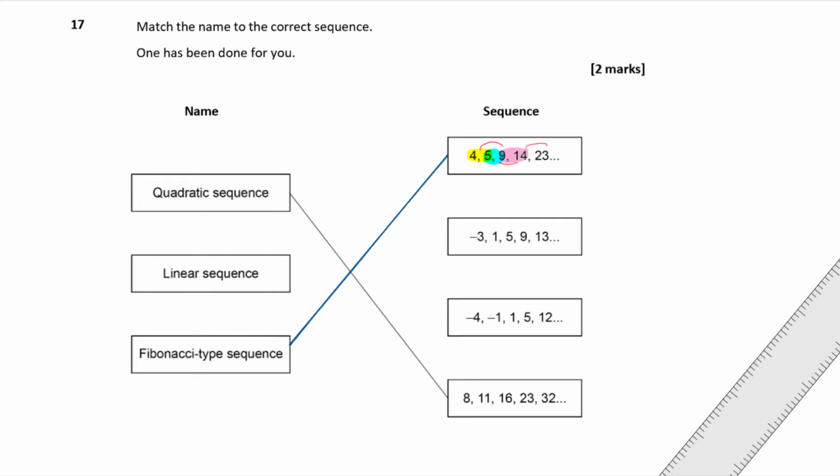And then the linear sequence, now I'm just looking for the one with a common difference then. Now the difference with this one, this is add 4, add 4, add 4, add 4, so I can think it's that one. This one is add 3, add 2, add 4, add I don't know what.